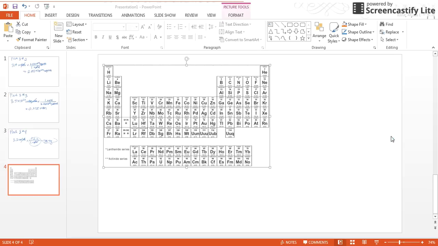Okay, so now I'm going to show you how to do what's called the molar mass. How do you calculate this? How do you use it in a problem and so forth? So we're going to start with how in the world we calculate this.